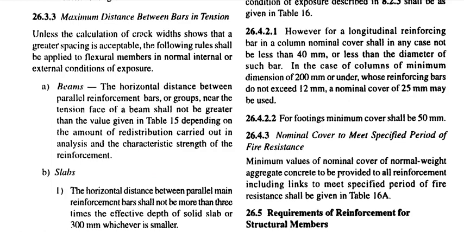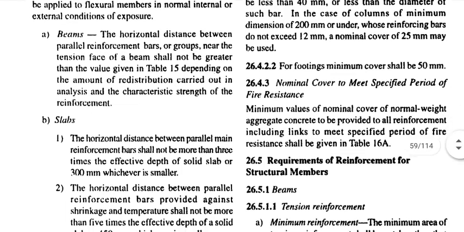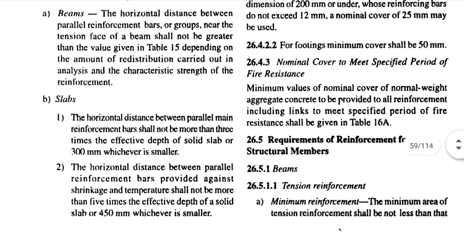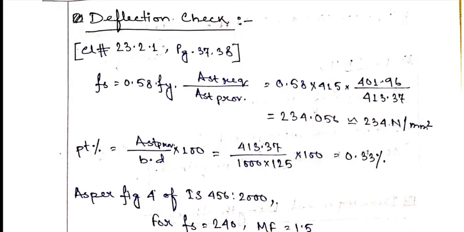So look here, clause number 26.3.3, maximum distance of tension bar, B2, the slabs. The horizontal distance between parallel reinforcement bars provided against shrinkage and temperature shall not be more than 5 times the effective depth of a solid slab or 450 mm, whichever is smaller. So our value is already less than that. We have provided the 300 mm spacing. So design is almost complete.